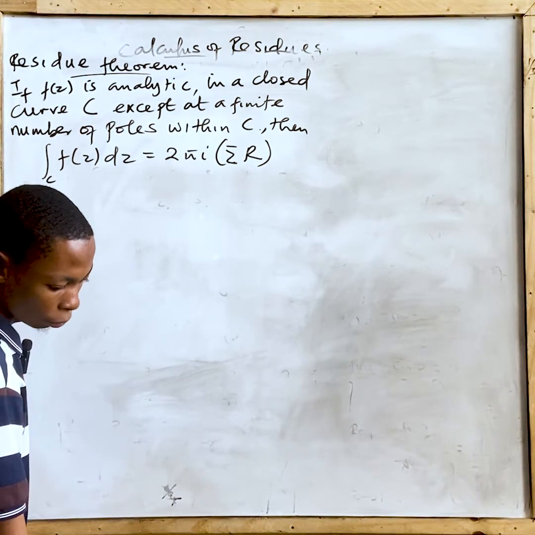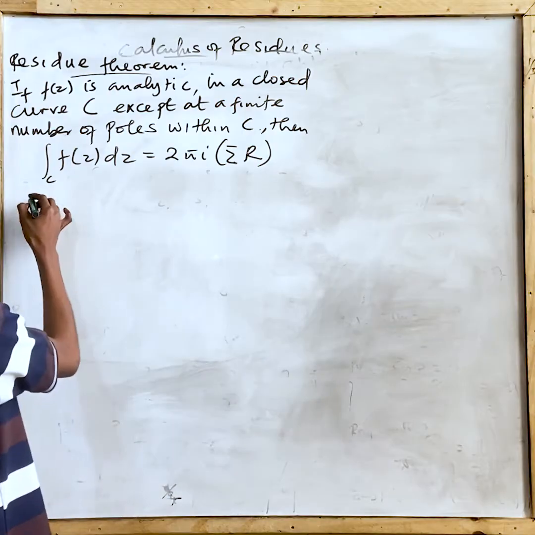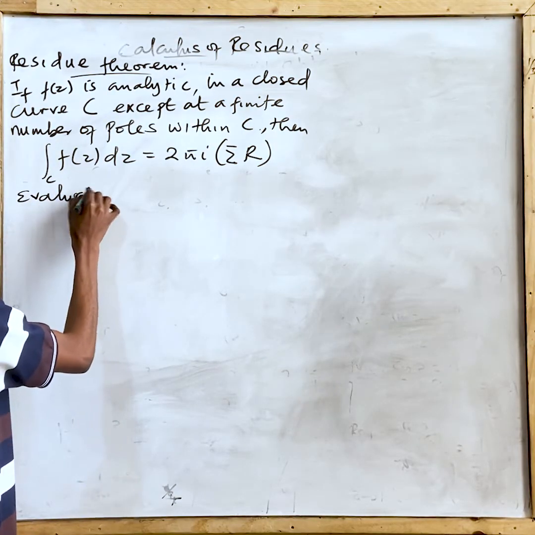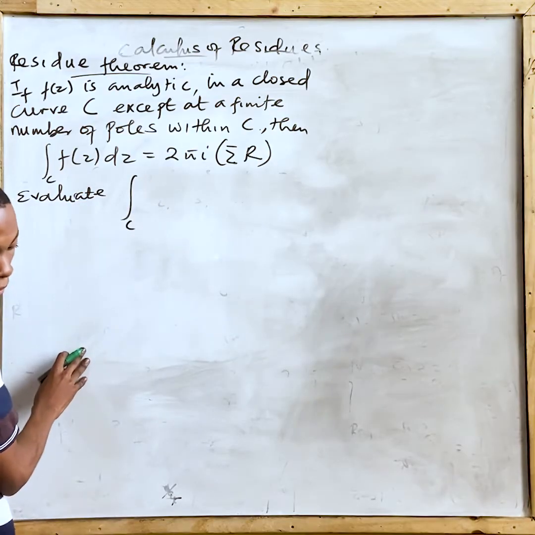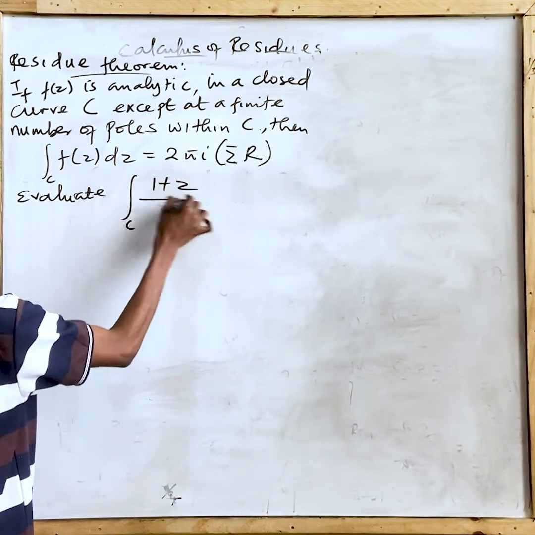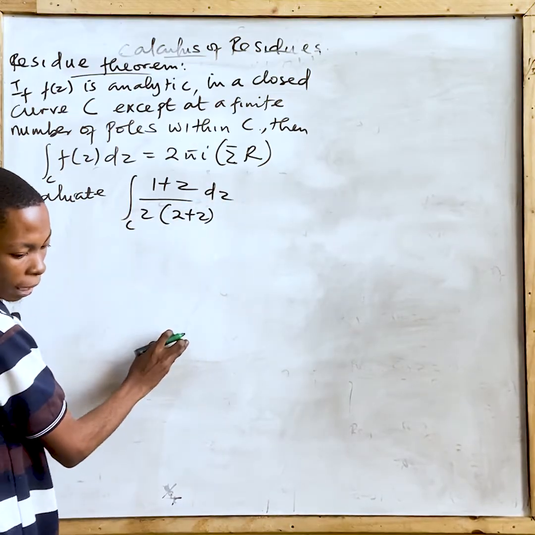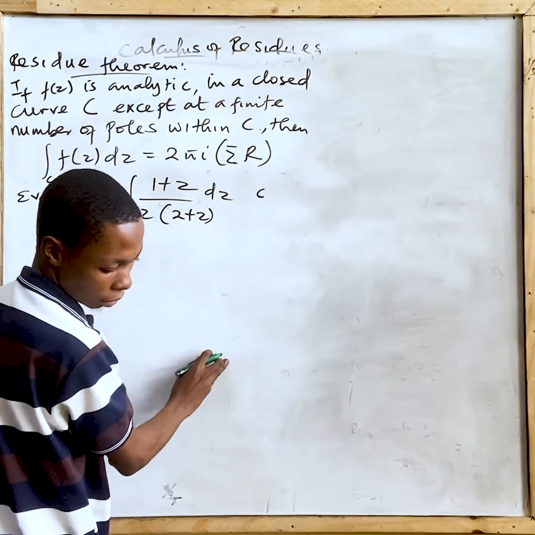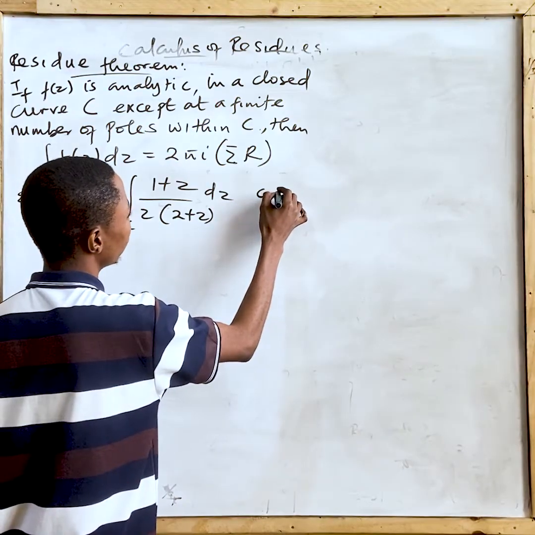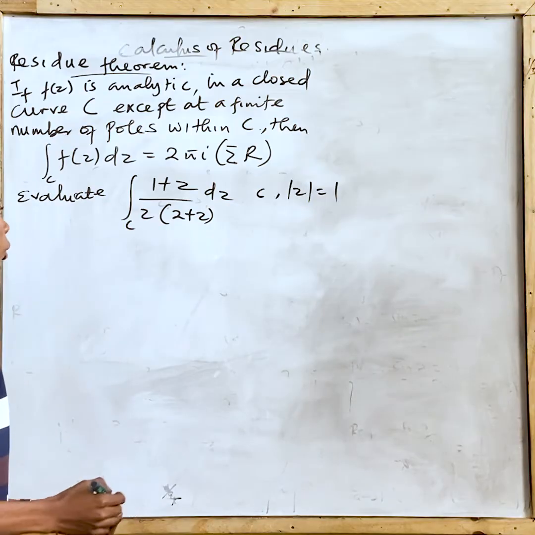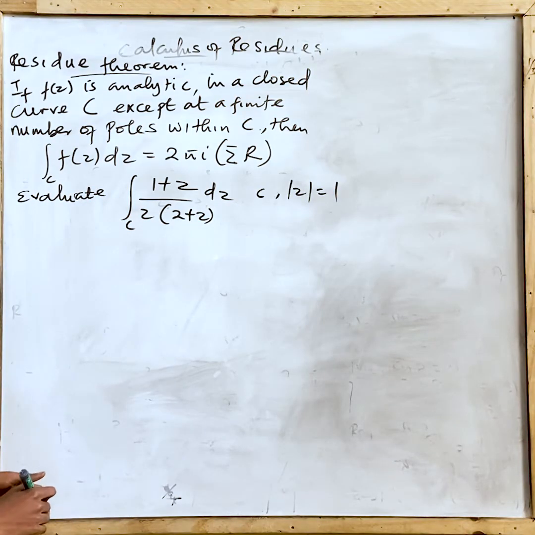So the first example here. We want to evaluate, using the residue theorem, the integral over C of (1 + z) divided by z(2 + z) dz, where C is a circle such that the absolute value of z equals 1.